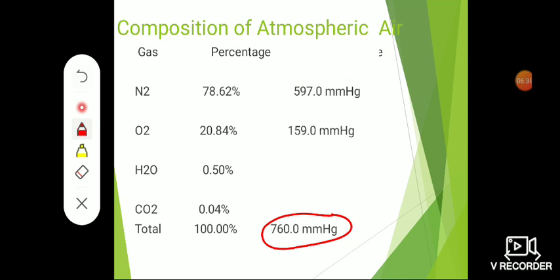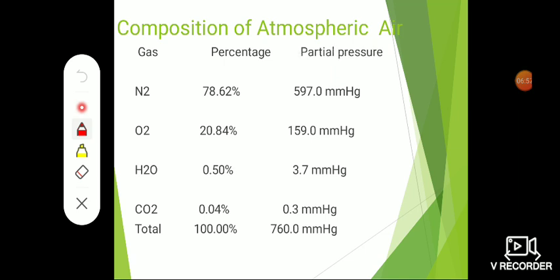Oxygen, which is only 20% in the atmospheric air, gives a pressure of 159 millimeters of mercury. Water is 0.5%, that is 3.7 millimeters of mercury. And carbon dioxide is 0.3 millimeters of mercury. So these are called partial pressures. Let's see what is meant by partial pressure.